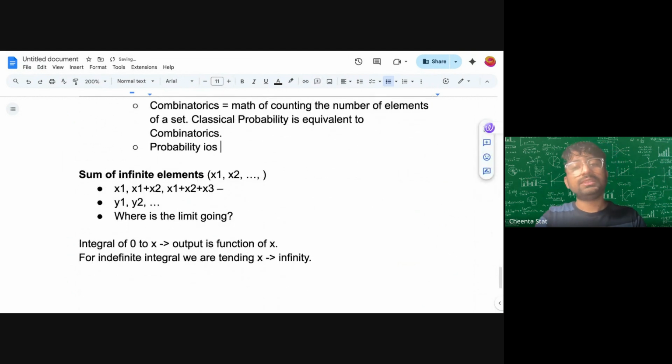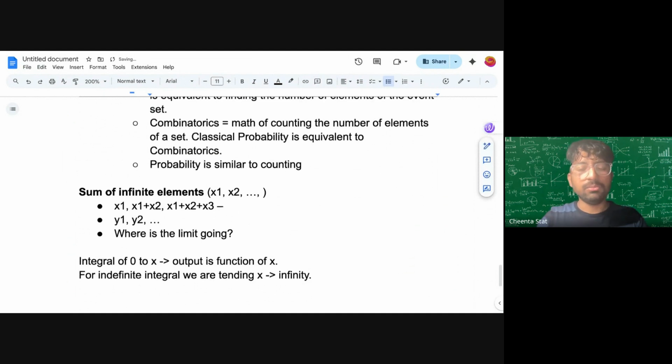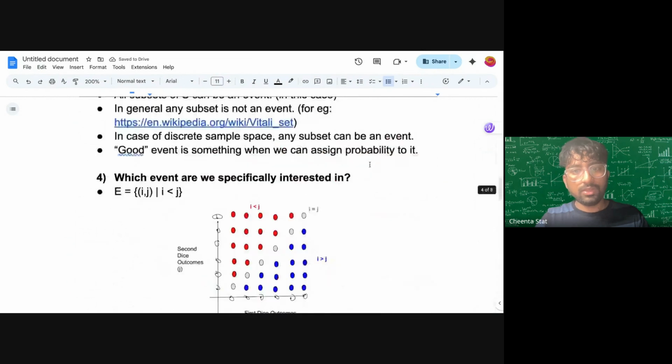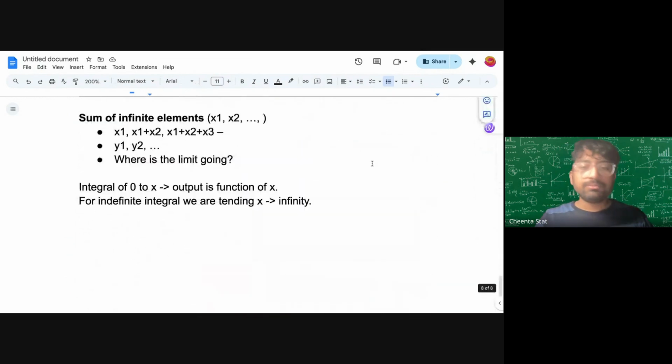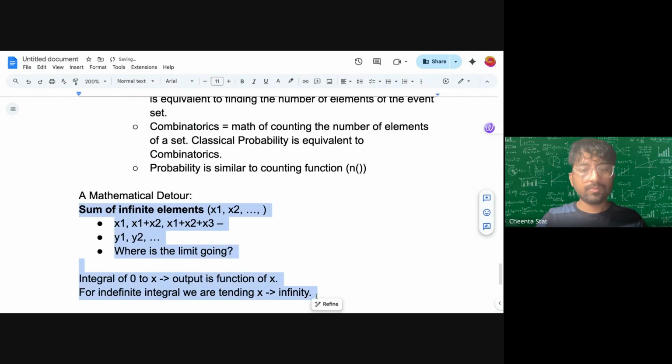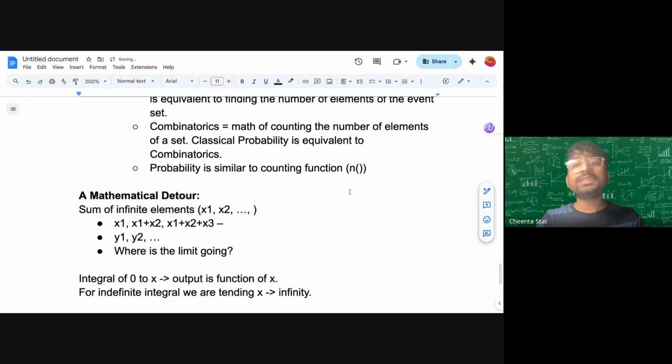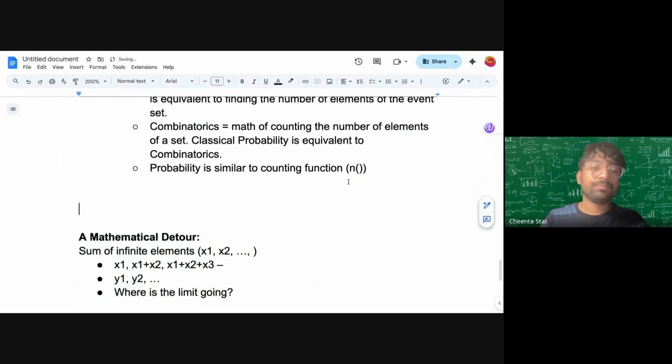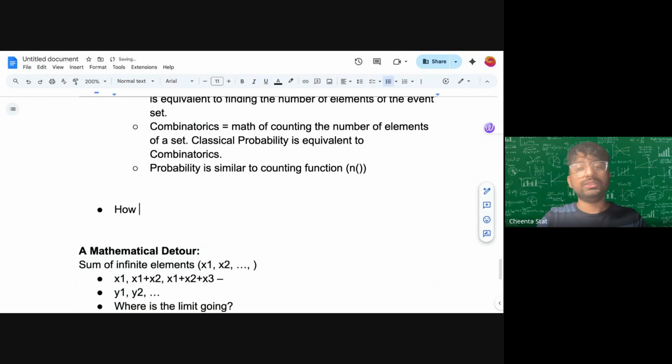Probability is similar to counting elements. The counting function, what I meant is n of E, the number of elements of a set. So the next question that comes up is, how do we count sets?